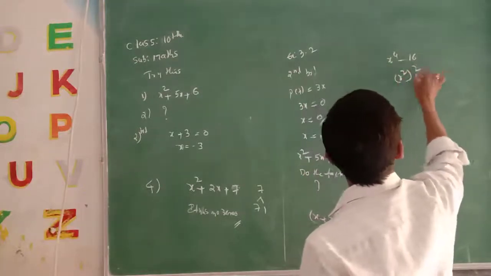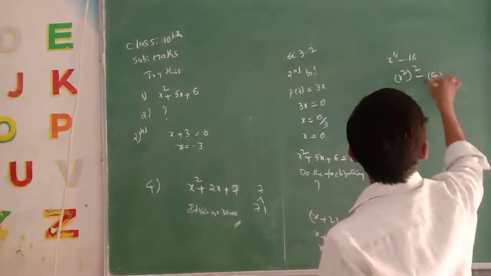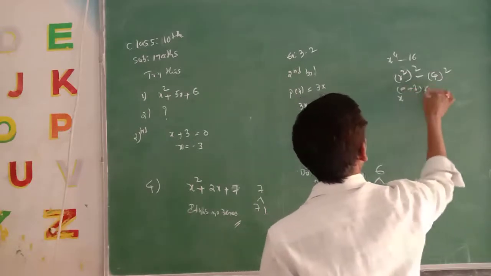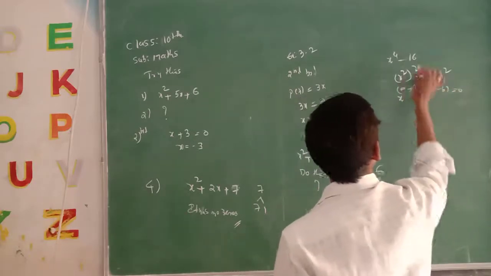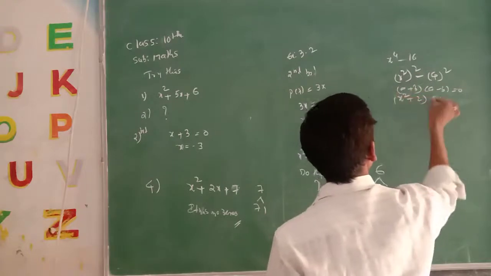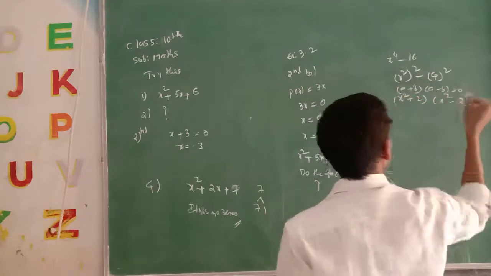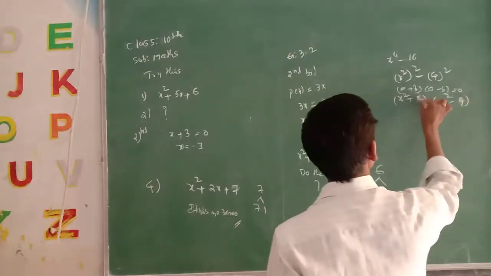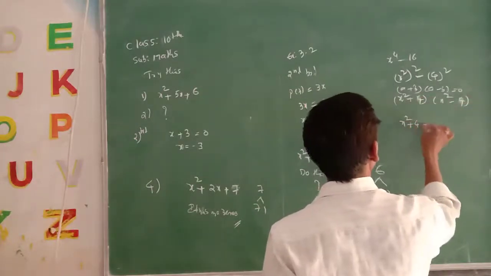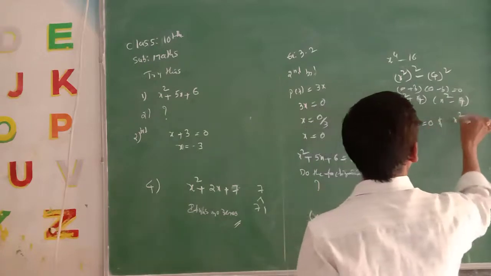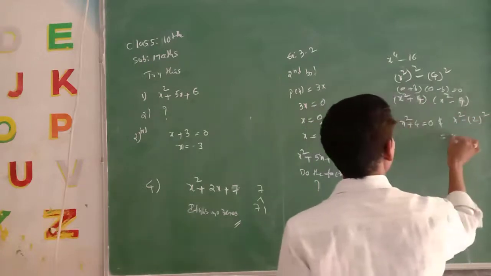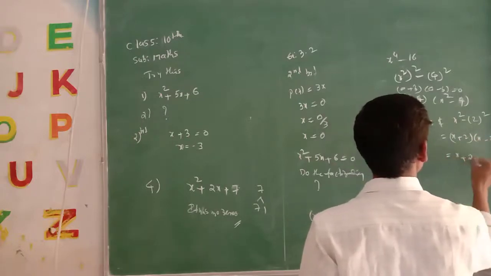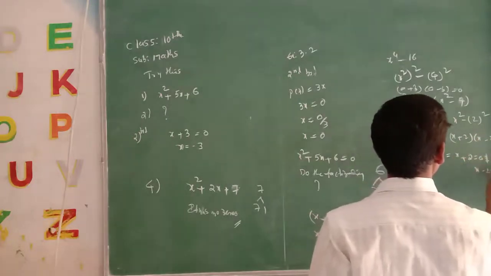x square whole square minus 4 square. Which formula? a plus b into a minus b. We will get what? x square plus 2, x square minus 2. Okay? x square minus 4, sorry. Next, x square plus 4 is equal to 0 and x square minus 4 is equal to 0. Same here also, x plus 2 into x minus 2. x plus 2 is equal to 0 and x minus 2 is equal to 0.